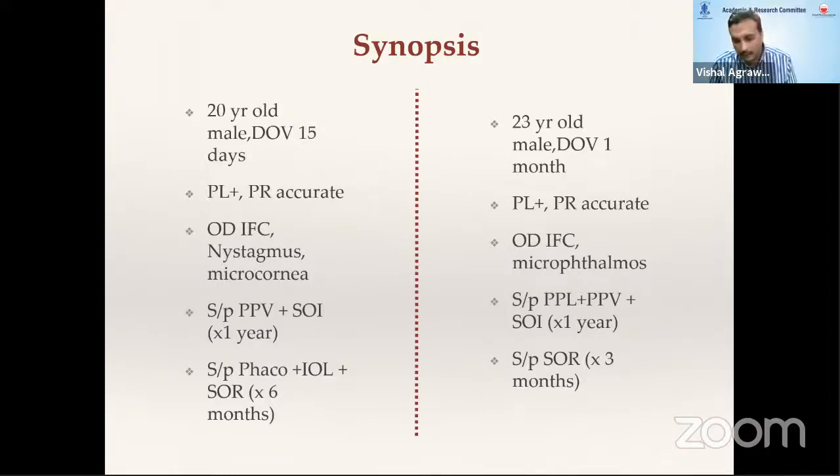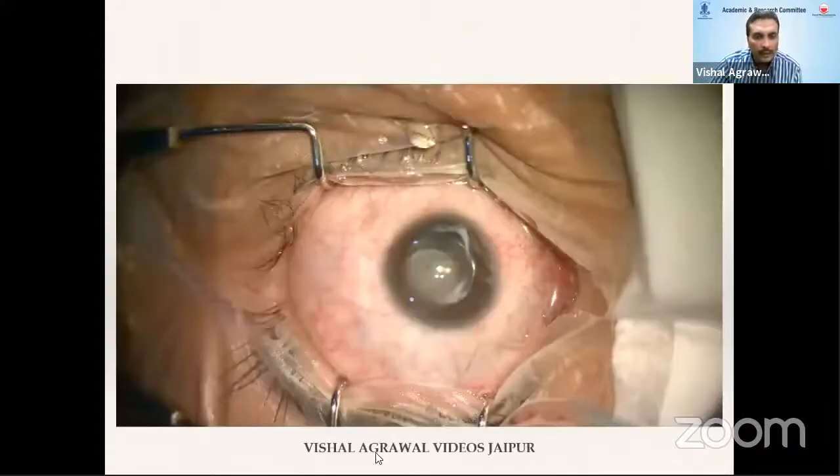They underwent SOR, silicone oil removal, after 4 to 6 months, and they were apparently having good vision after silicone oil removal. One was operated at our center, one was referred from another center. But after 3 to 4 months, both of them developed a redetachment. So this is the first case.